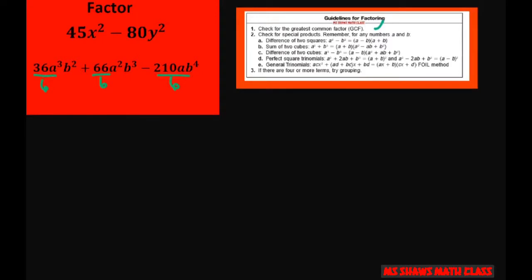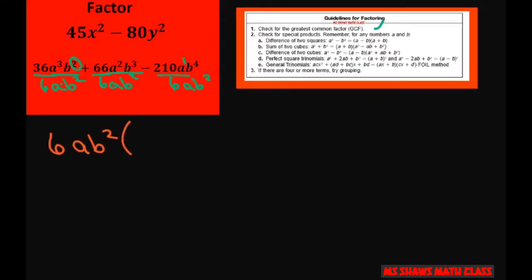Now, let's look at the variables. They all have a's, so you pick your smallest one. So that's going to be just a. They all have b's, so pick your smallest one. That's b squared. So we can divide all of these by this. That means I can factor it out without losing the divisor. So we're factoring out a 6ab squared.